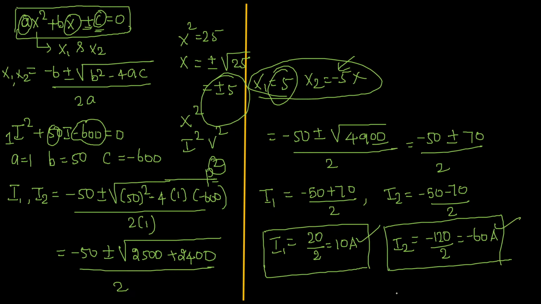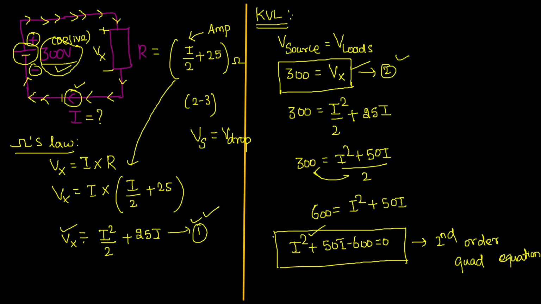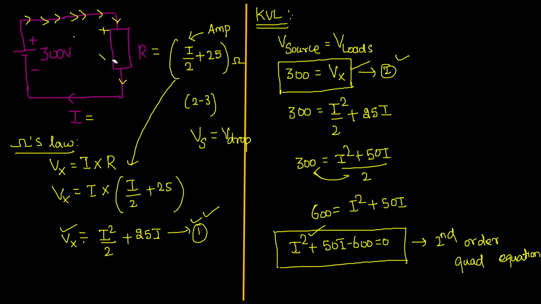Which one is your correct answer and why is it? That is the question now. Come back to the circuit. In the circuit, it was clearly given the direction of the current. If you observe the circuit carefully, take this circuit. They have clearly given the polarity and everything.